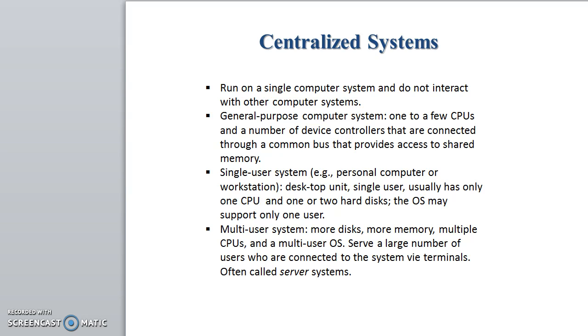Single-user system, for example a personal computer or workstation desktop unit. It is single user and usually has only one CPU and one or two hard disks. The operating system may support only one user. Multi-user systems include more disks and more memory, multiple CPUs, and multi-user operating systems. They serve a large number of users who are connected to the system via terminals, often called server systems.